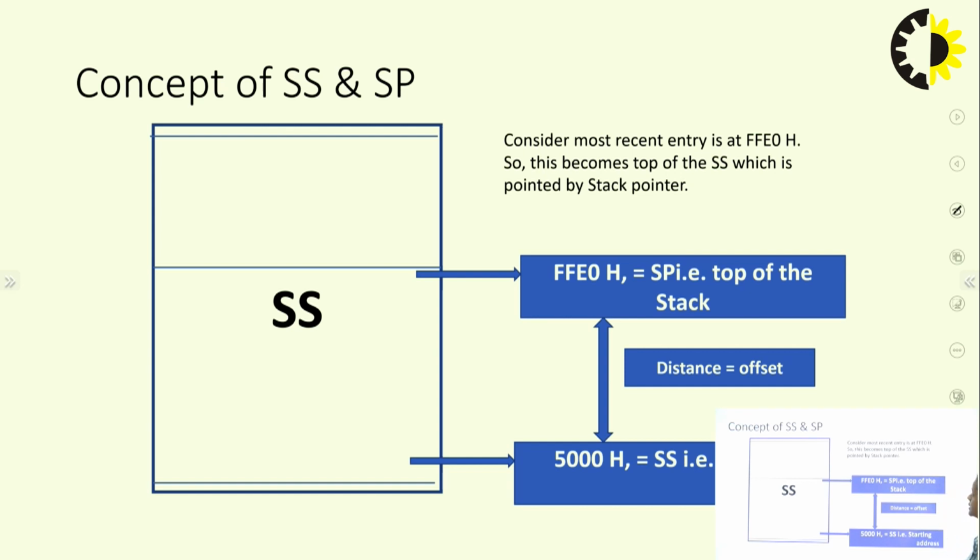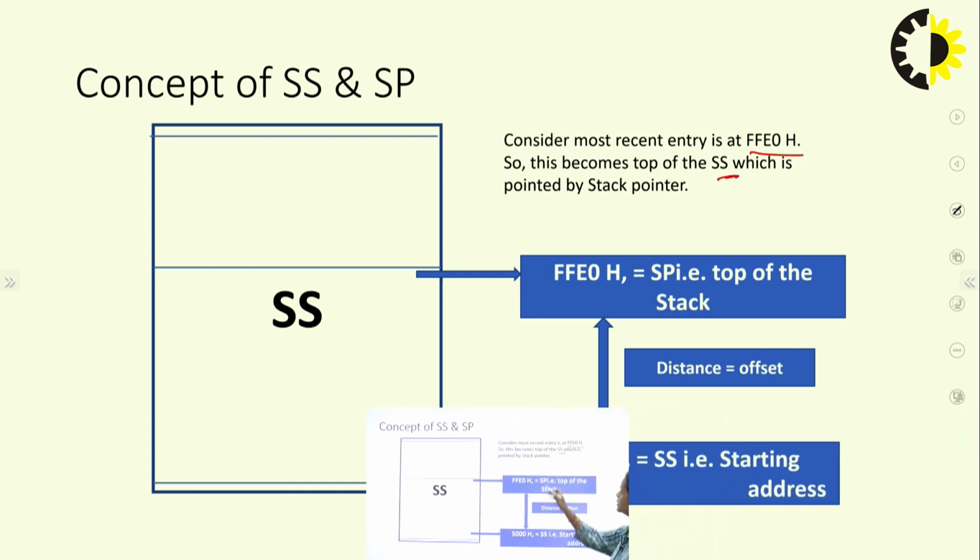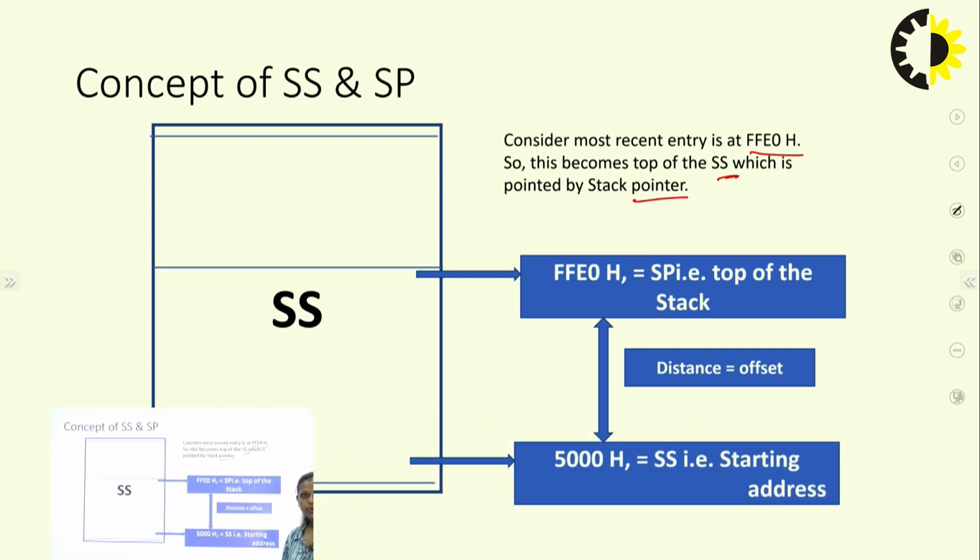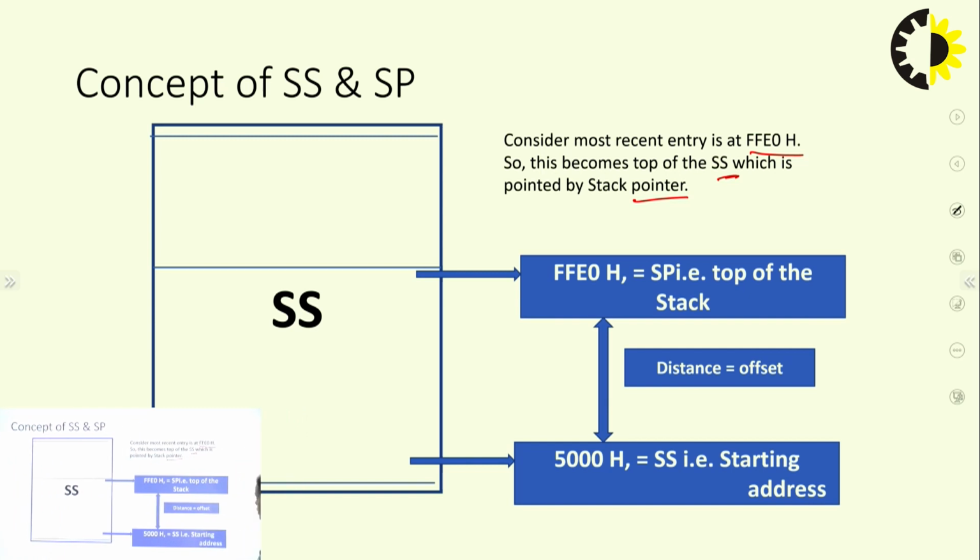Now the stack segment and the stack pointer. Consider the most recent entry is at FFE0H. So this becomes the top of the stack segment, which is pointed to by the stack pointer. The stack segment contains 500H, which is the starting address, and this is the most recent location where the data has been added. This will be stored in the stack pointer. This is the distance from it, so we can say this is the offset address.